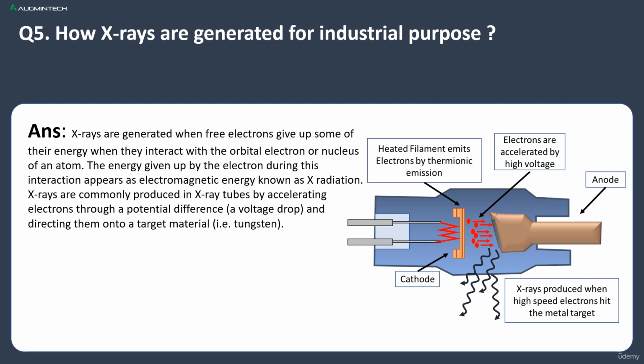X-rays are commonly produced in X-ray tubes by accelerating electrons through a potential difference and directing them onto a target material, generally tungsten. So, in order to generate X-rays, we must have three things. First, we need a source of electrons, then a means of accelerating these electrons at high speed, and a target material to receive the impact of the electrons and interact with them.